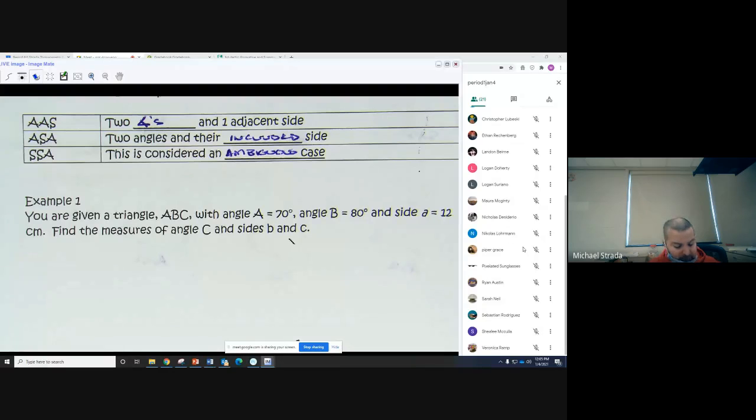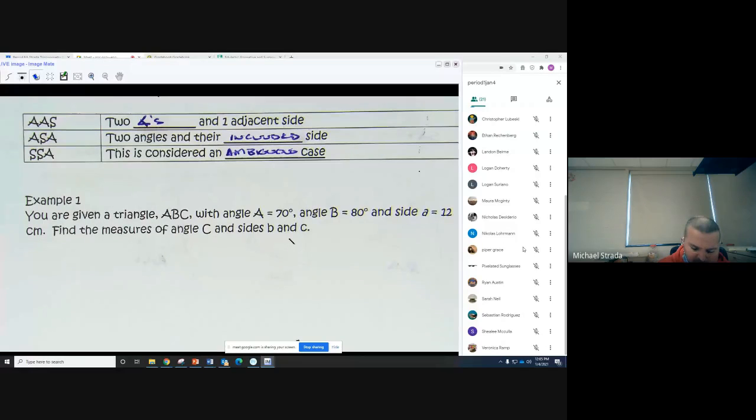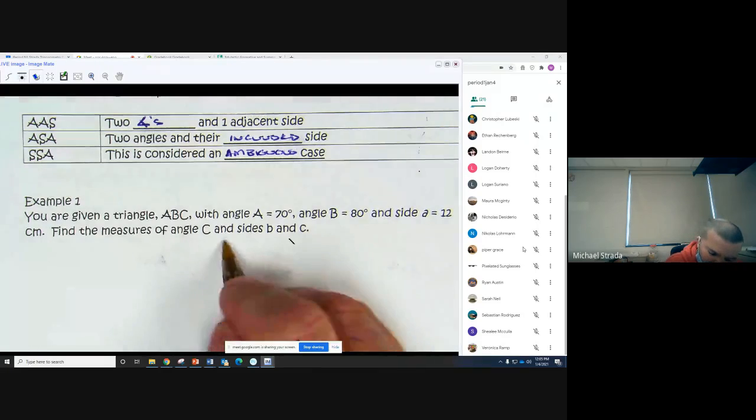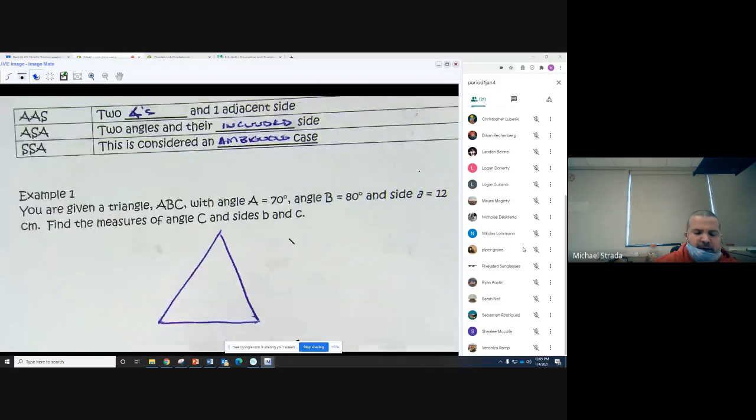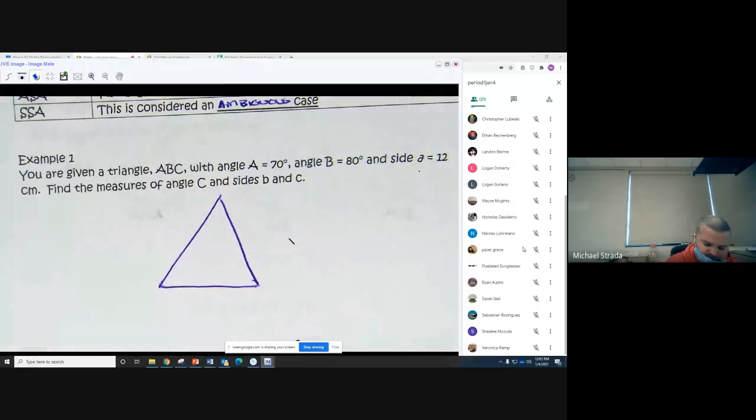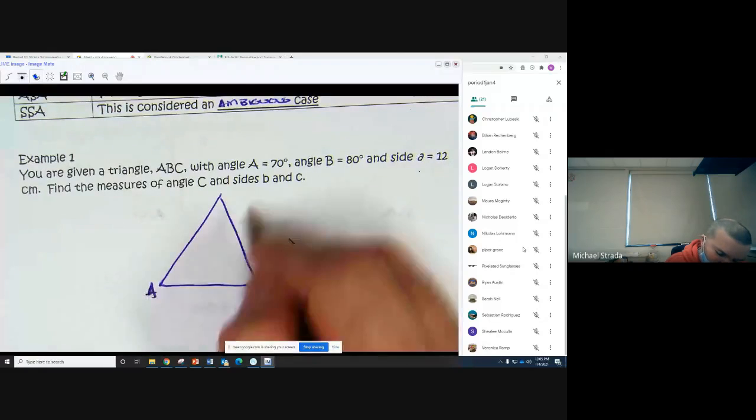So example 1, you were given a triangle ABC with angle A is 70 degrees, angle B is 80 degrees, and side a equals 12 centimeters. Find the measures of angle C and sides b and c. So step 1 is to draw a triangle. It doesn't have to be drawn to scale. We just want the structure. And you can put the A, B, and C anywhere you'd like.